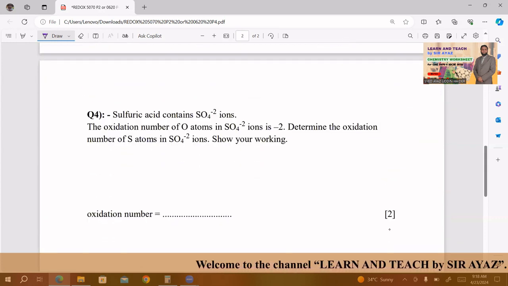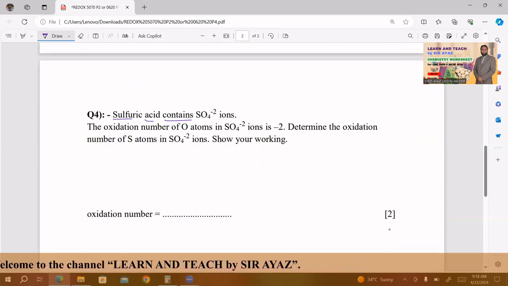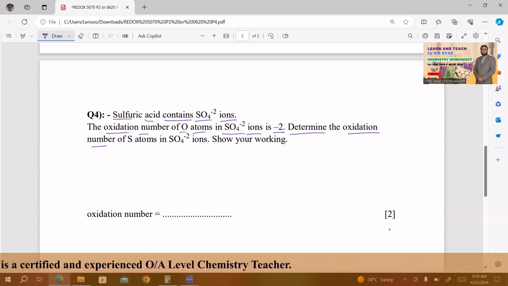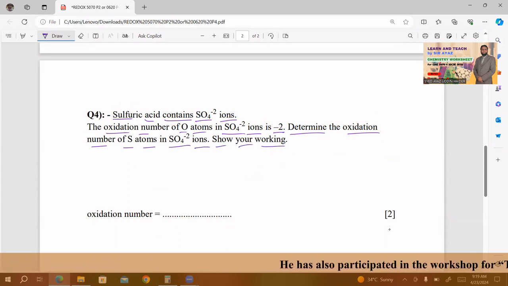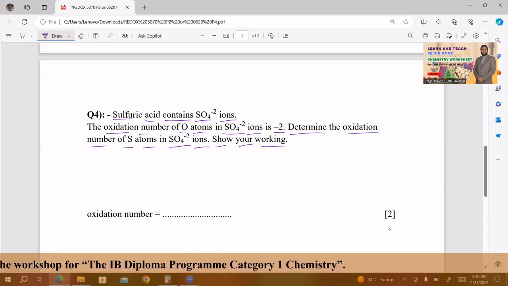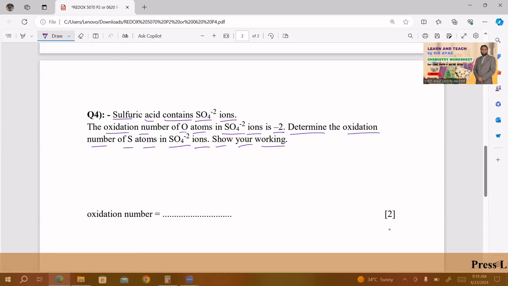Question number 4. Sulfuric acid contains SO4 2- ions. The oxidation number of O atoms in SO4 2- ions is -2. Determine the oxidation number of S atoms in SO4 2- ions. Show your working. Now they have mentioned the oxidation number of oxygen atom and the overall charge is given, so you can easily work out the oxidation number of S atom here.